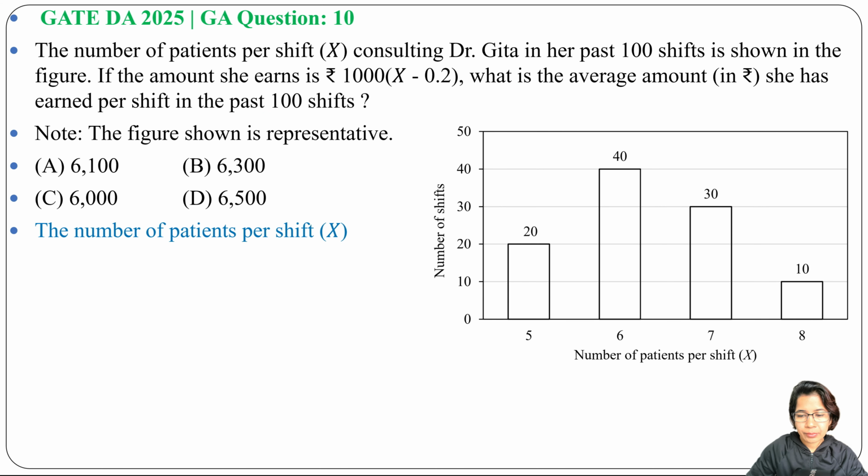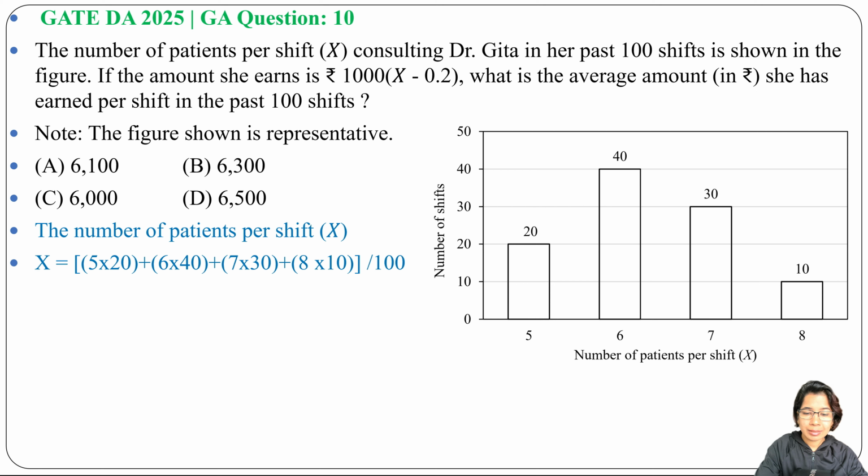So here x equals 5 multiplied by 20 plus 6 multiplied by 40 plus 7 multiplied by 30 plus 8 multiplied by 10. So total it's 100 shifts, divide by 100. So after solving we'll get 630 divided by 100, that is 6.3. So x equals 6.3. So in one shift the average number of patients Dr. Gita consults is 6.3.